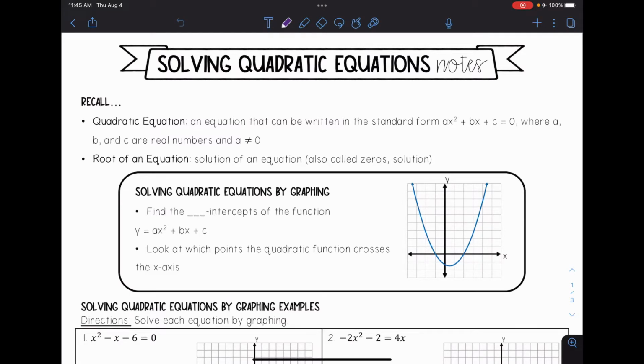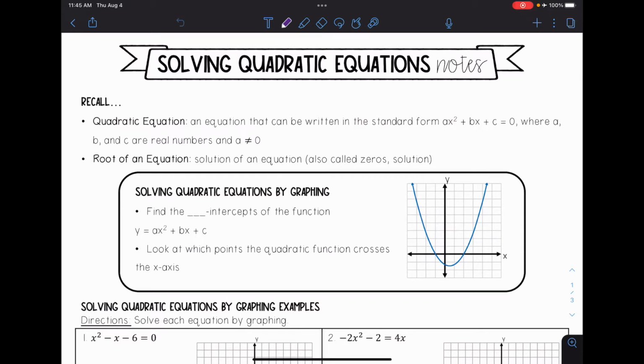Hello everyone, today we're going to be talking about solving quadratic equations. So if you recall from Algebra 1, a quadratic equation is an equation that can be written in the standard form ax squared plus bx plus c equals 0, where a, b, and c are real numbers and a does not equal 0. And a root in an equation is a solution of an equation.